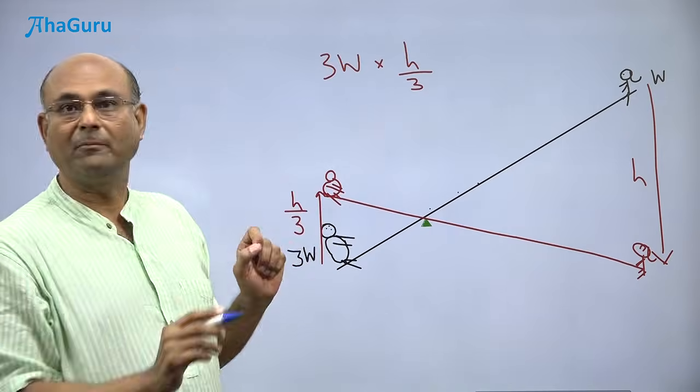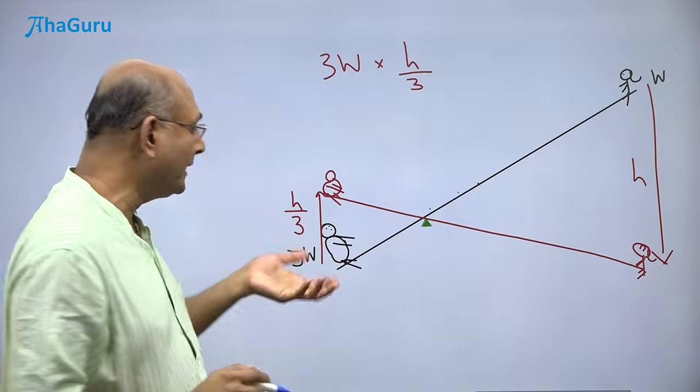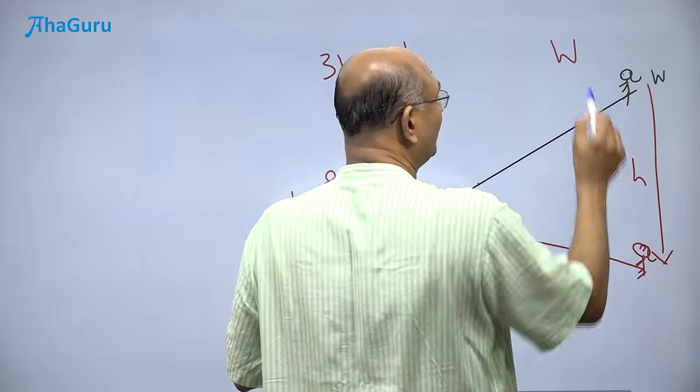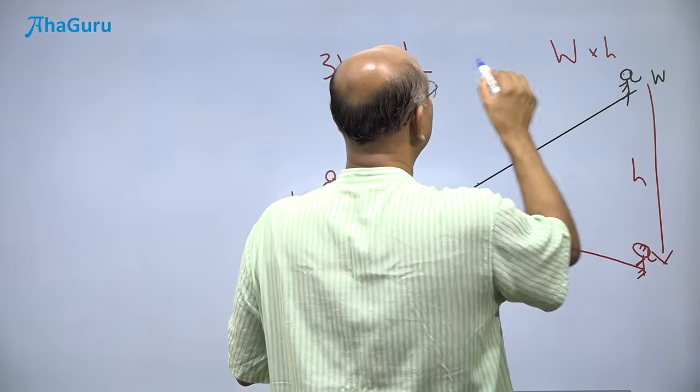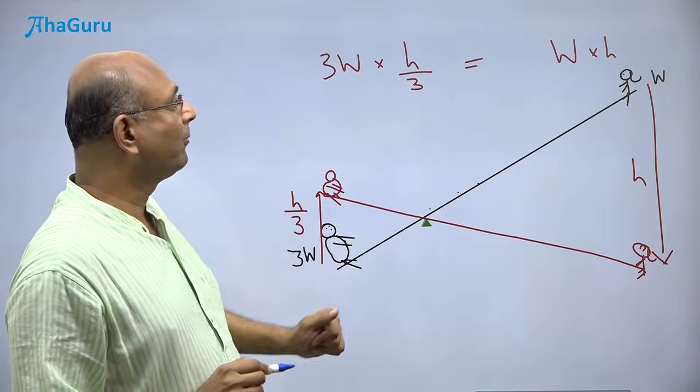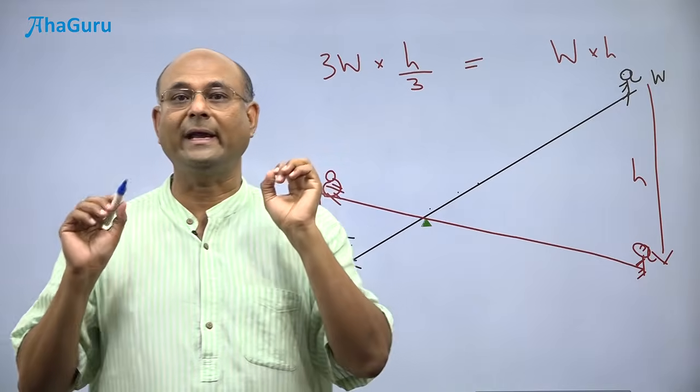The weight of the boy is 3W. The height he is moving up, h by 3. Who is lifting him up? The girl going down. And the weight that she has is W, and the height she is losing is h. These two are equal. That is, weight into height gained by the boy is equal to weight into height lost by the girl.